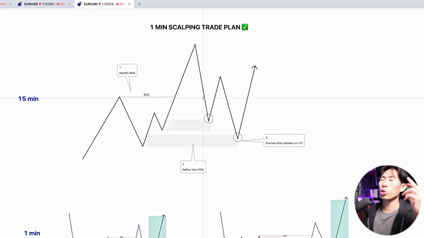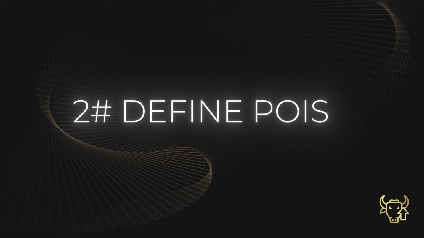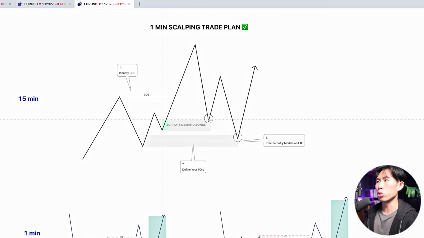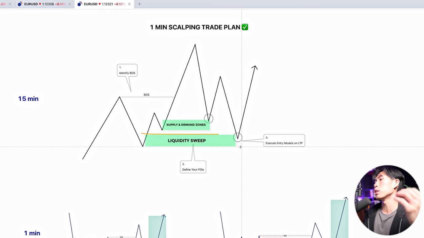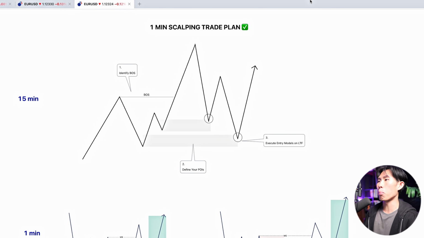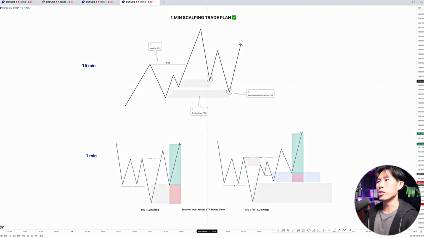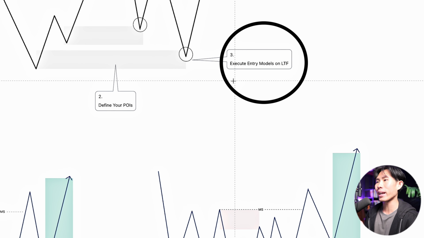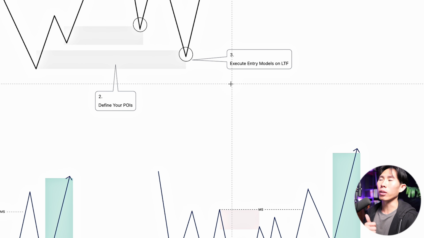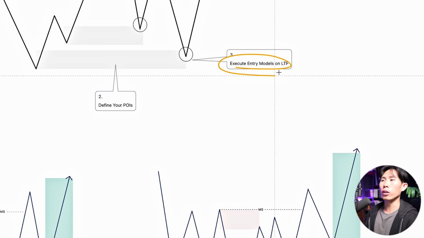So the second step is to define your point of interest. This could be in the form of supply and demand zones, or order blocks, or flip zones, or simply zones that grab some form of liquidity. These are the zones that price is most likely going to react from. So all we want to do is to wait for price to come back to these zones, mitigate it, and once price has mitigated the point of interest, we jump down to our lower time frame and we execute our entry models. Now the next question becomes, what are the entry models?